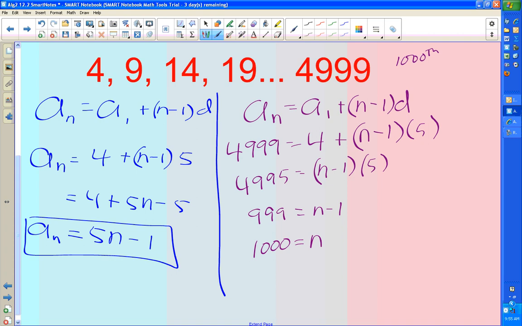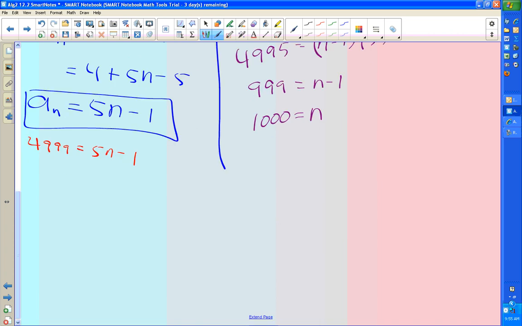So suppose we already found the explicit formula. Then I would have used this. I would have taken the 4,999 and plugged it in right here. Does everyone understand that question? Because it's a really good question. If you know this explicit formula that's simplified already, there's no need to use the general explicit formula. Take the 4,999 and simply plug it in right here. 4,999 equals 5n minus 1, and solve from there. You're going to get 5,000 equals 5n, and n is equal to 1,000.